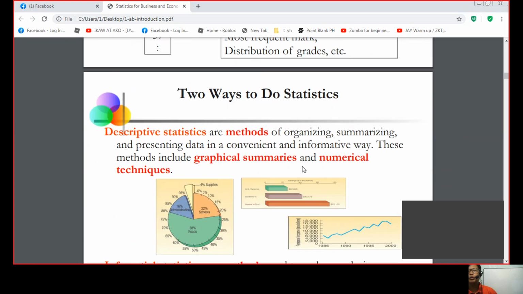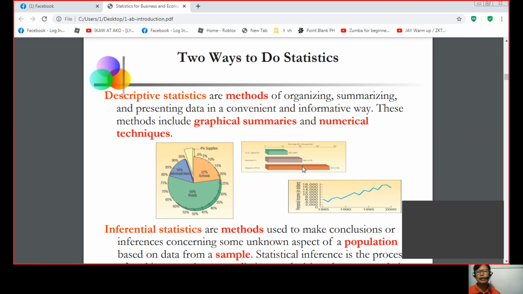Okay? Now, there are two ways to do statistics. Okay? Descriptive statistics are methods of organizing, summarizing, and presenting data in a convenient and informative way. Okay? These methods include graphical summaries and numerical techniques.